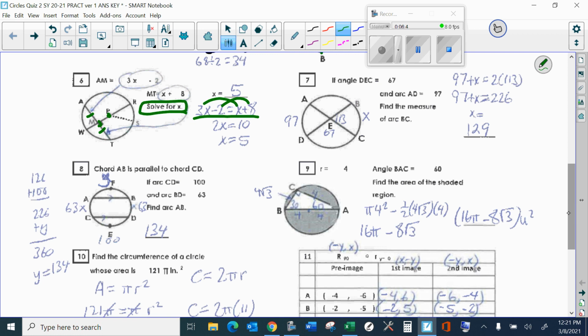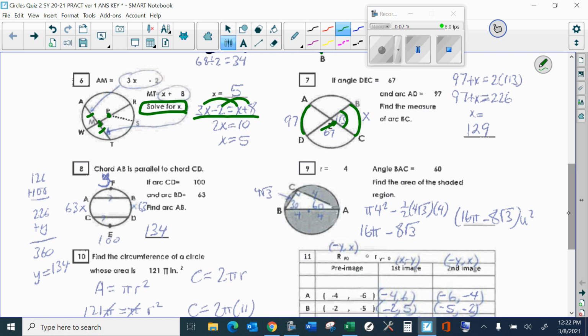Number 7, we have arc DEC is 67, arc AD is 97, and find the arc of BC. So that's dealing with these two arcs here. And we know the rule is if you add those two arcs together, divide by 2, you get this angle right here. Well, they didn't give me that angle, but I could have easily found that angle as I showed you right here because I have a linear pair. They gave me that 67 there, so that forms a linear pair. 180 minus 67 is 113 degrees.